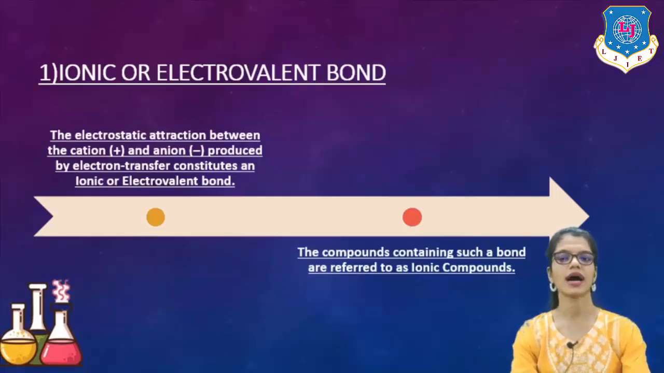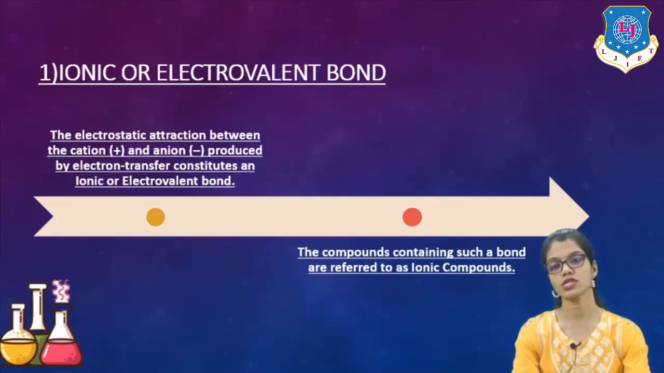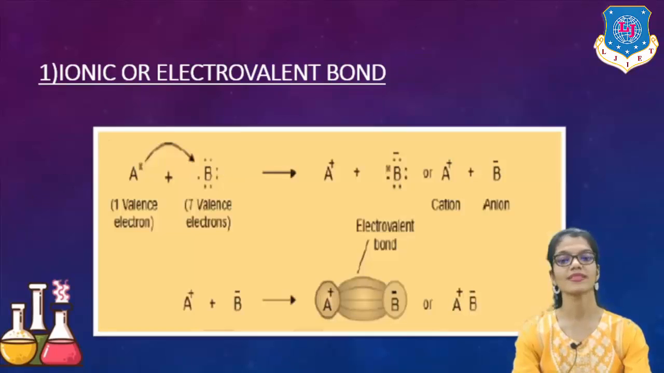First we will take the ionic or electrovalent bond. When electrostatic attraction arises between a cation and an anion, a positive and a negative charge, it becomes an ionic bond. The compounds are known as ionic compounds, right? Now, let's see the example.